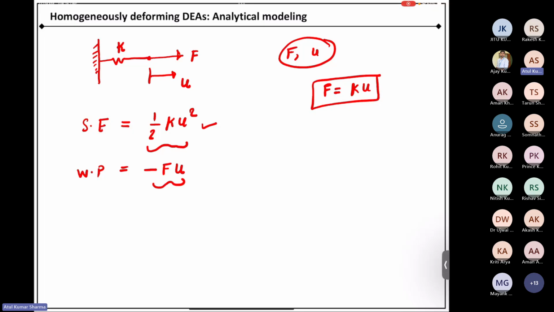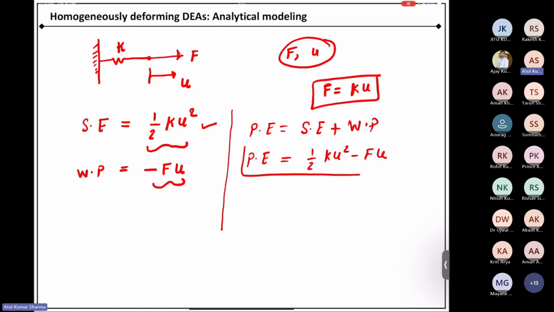Now the total potential energy of the system is nothing but the sum of the strain energy and the work potential. So the total potential energy of the system will be half k u square minus F u.